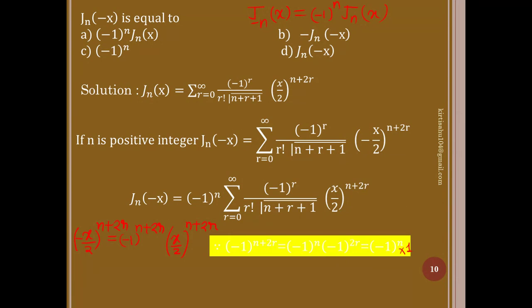Now look at this. This is the same as Jn of x according to the definition. Exactly the same. So what is Jn of minus x? Jn of minus x is, again by the same formula, minus 1 raised to n Jn of x. So it is immaterial whether you change n to minus n or x to minus x. In both cases we have the same result. So even if by mistake you choose this as an option, it is still the correct one.